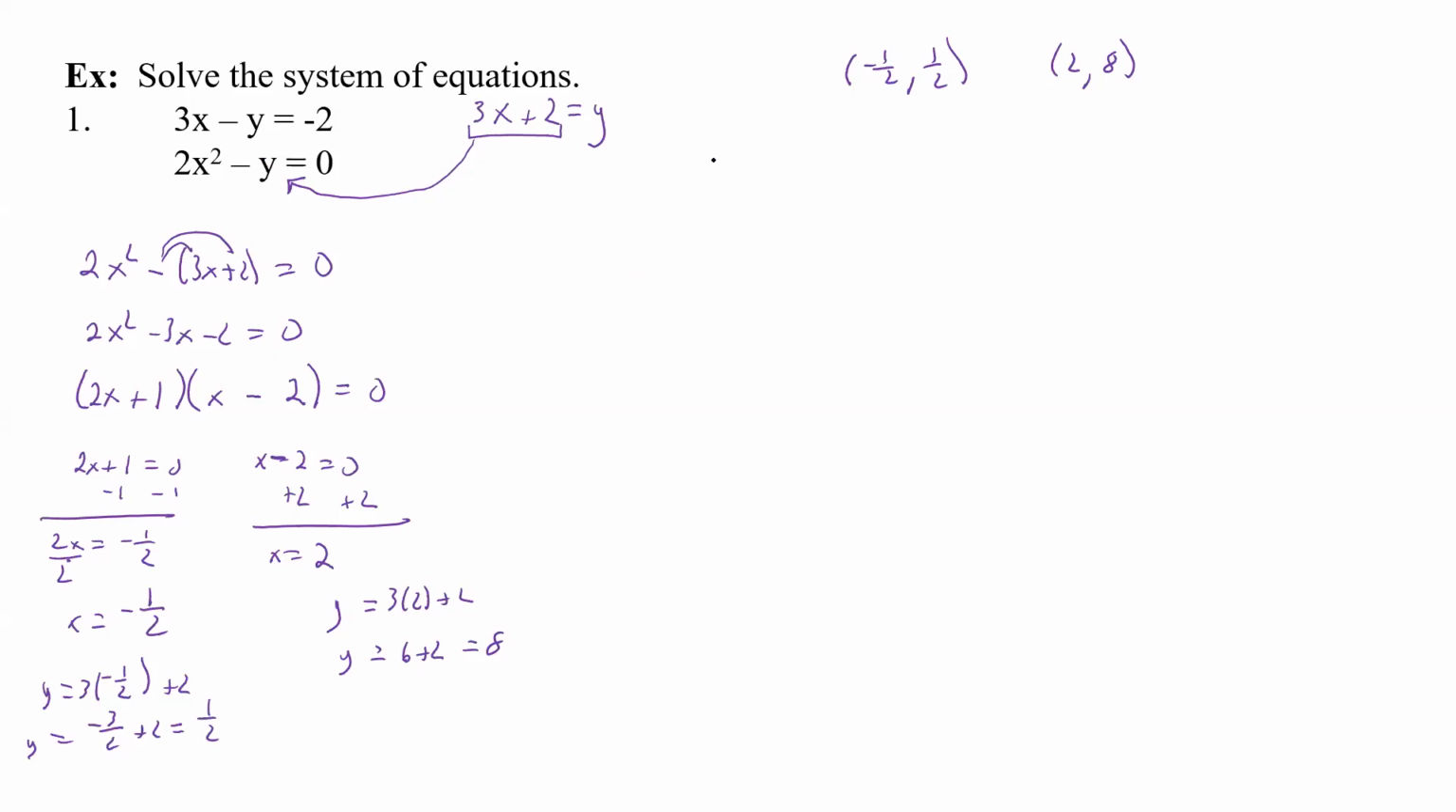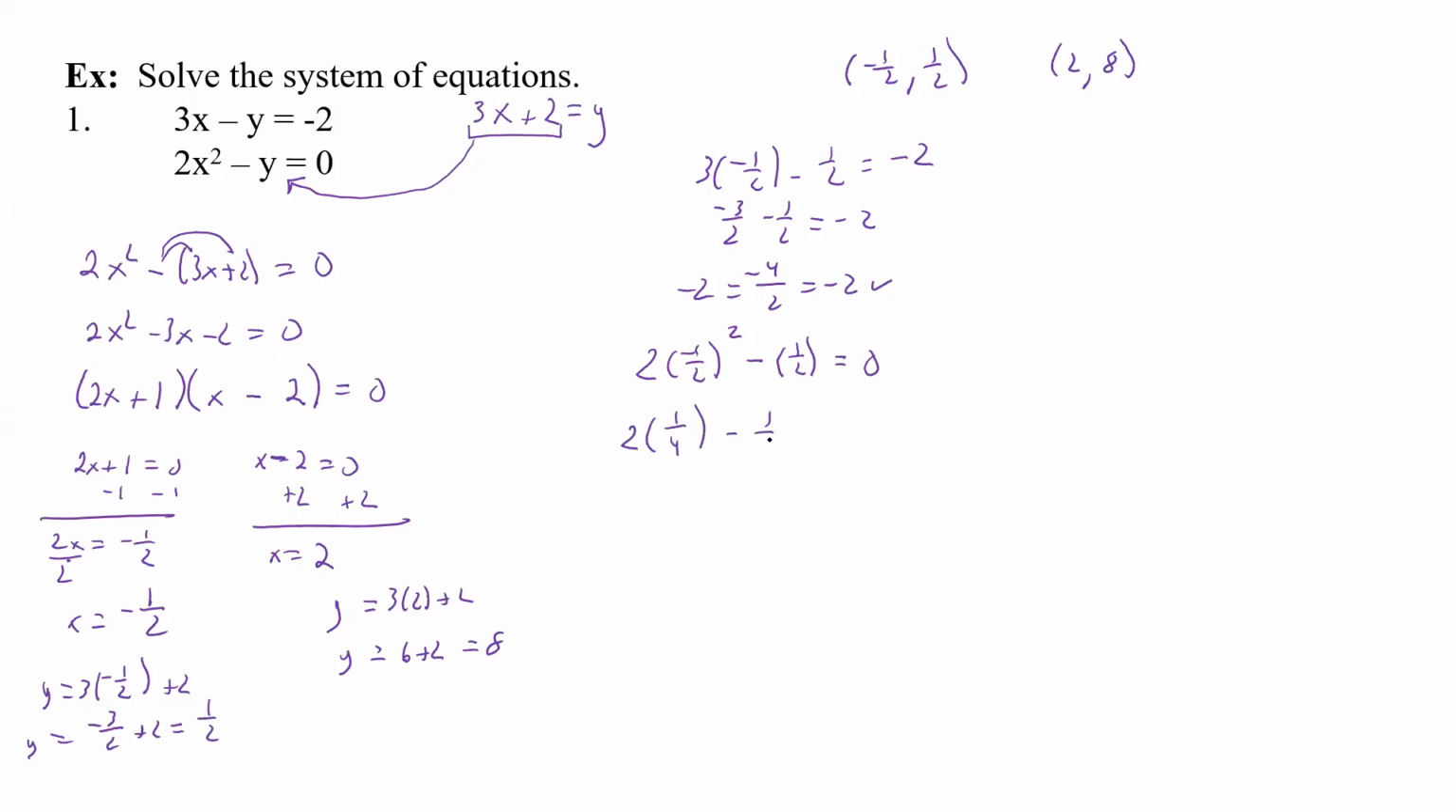And so we have 3 times negative 1/2 minus 1/2 equals minus 2. Well, here's minus 3/2 minus 1/2 equals minus 2. Minus 4 over 2 equals minus 2. Well, this is equal to a minus 2. So that one works in the first equation. Now the second equation, I'm going to have 2 times negative 1/2, and then that's squared minus 1/2, and that's equal to 0. Well, now I have to square that, so 1/2 times 1/2 is going to be 1/4, and still minus 1/2. Well, here the 2 goes in here once, it goes in here twice, so I get 1/2 minus 1/2 equals 0, or 0 equals 0. So this one is truly a solution.